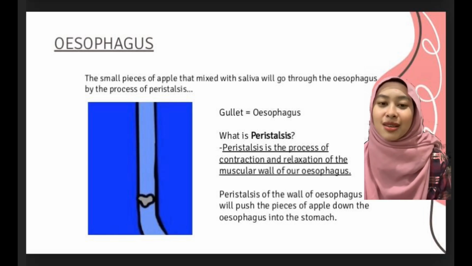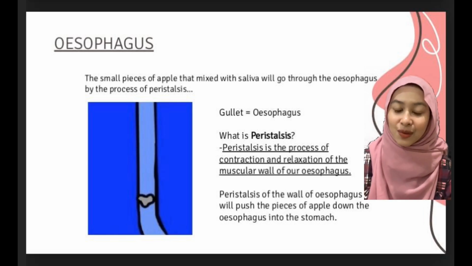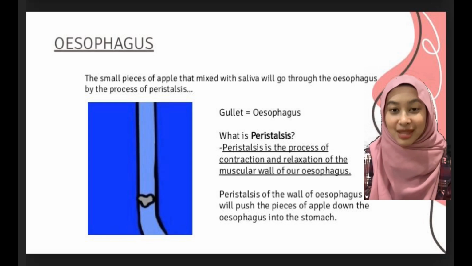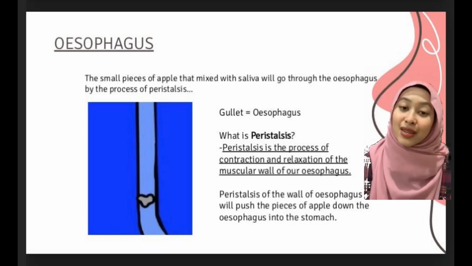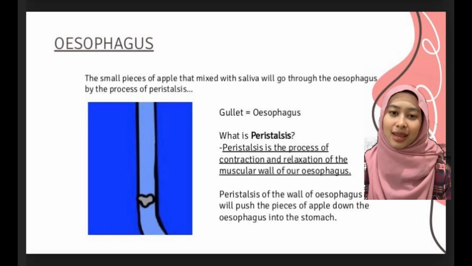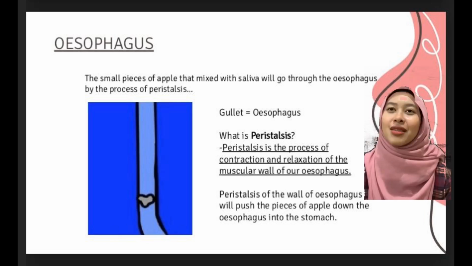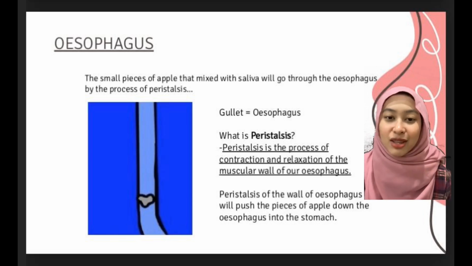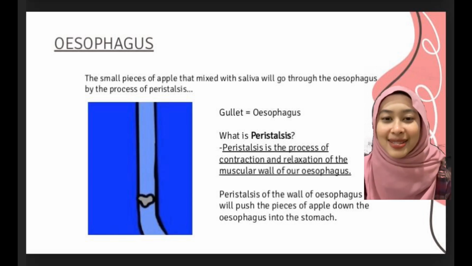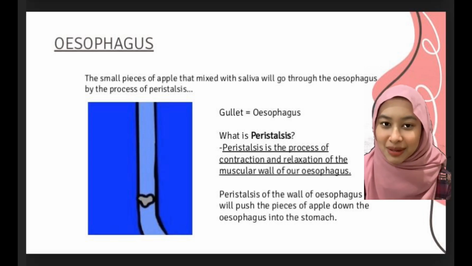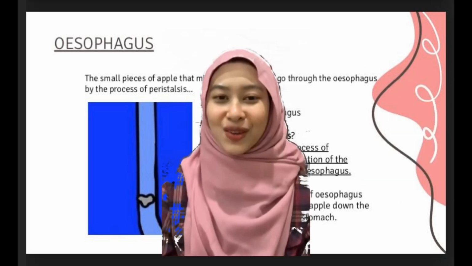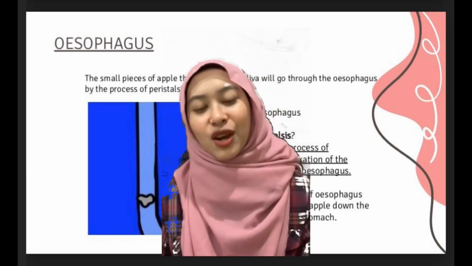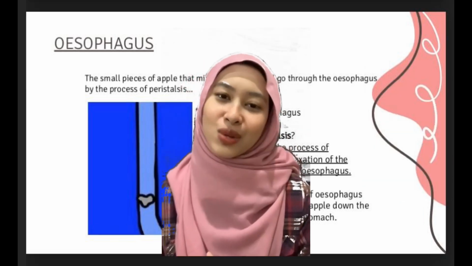This peristalsis of the wall of the esophagus will push the small pieces of apple down the esophagus into the stomach. As we know, an apple contains water, fiber, vitamin C, and sugar. All of these things will be digested in our stomach, small intestine, and large intestine later. So let's go to the next stage of this digestion process, which is the stomach.